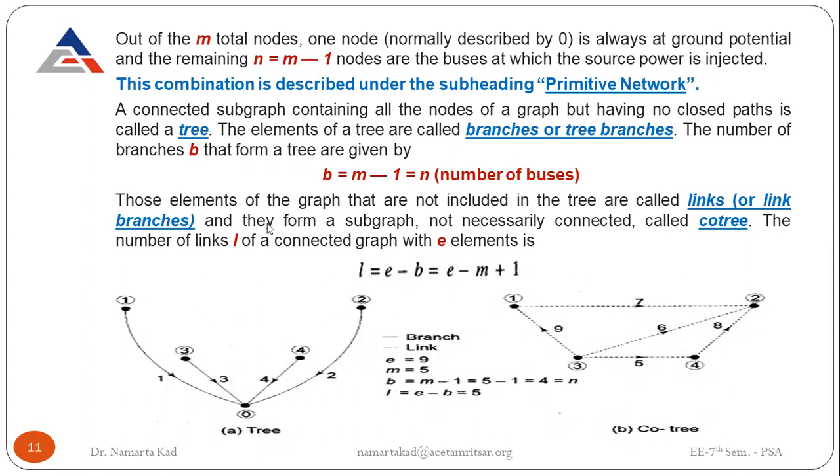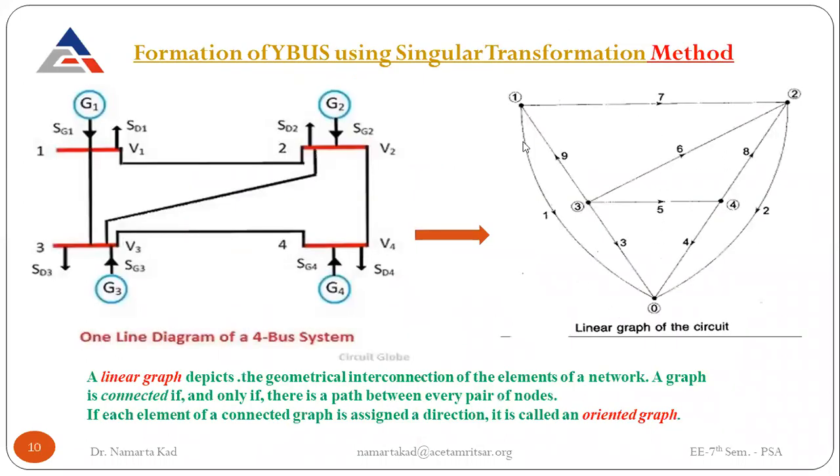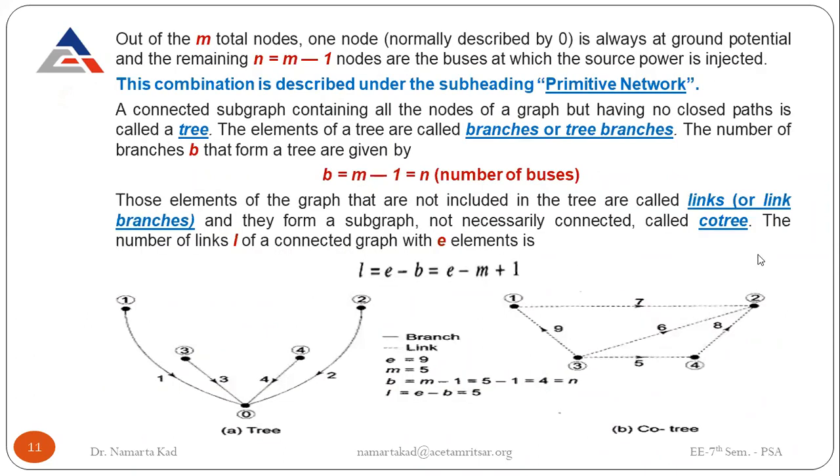They form a subgraph, not necessarily connected, called a co-tree. So this type of graph we call the co-tree. A linear graph consists of tree branches and link branches. This portion is called the tree and this portion is called the co-tree.